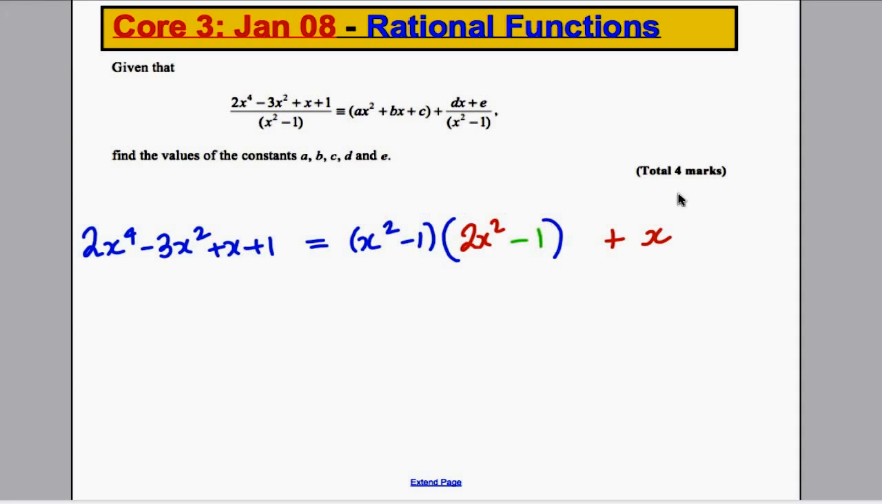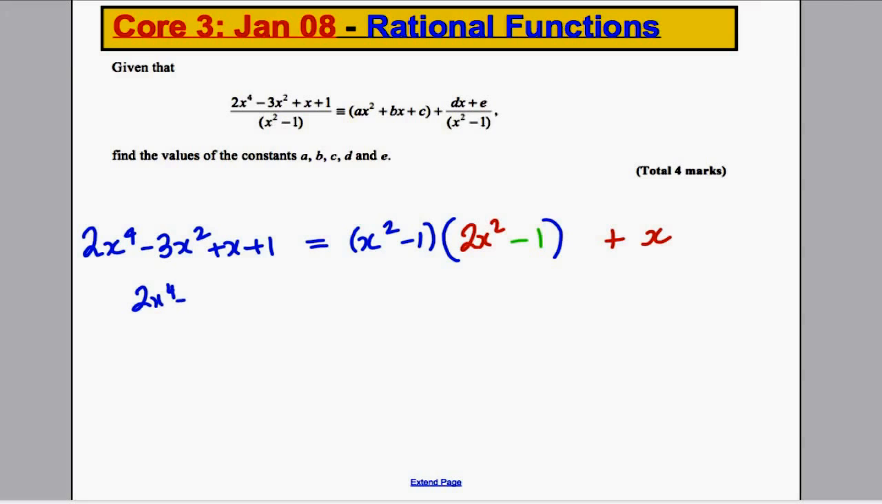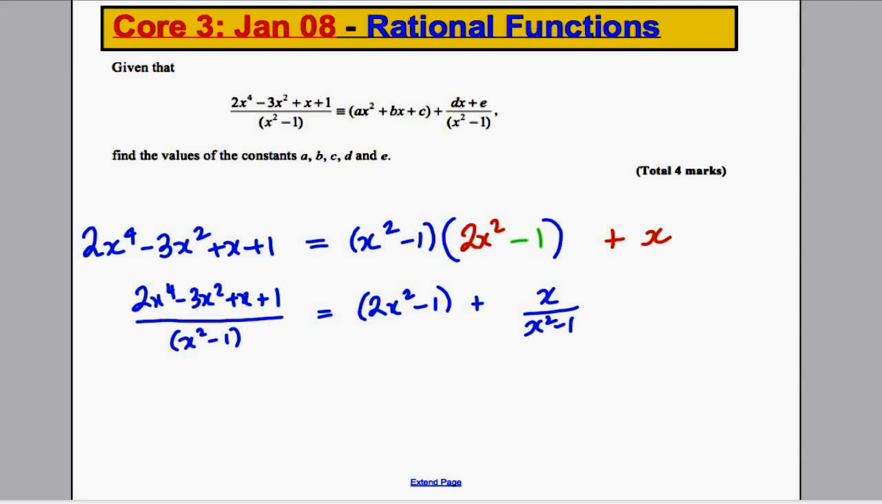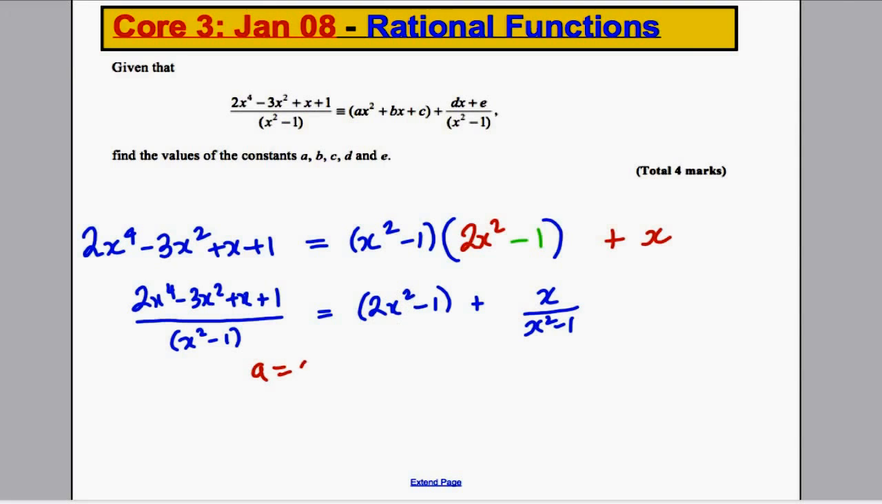Therefore, if I divide everything I see by x² − 1, I would get (2x⁴ − 3x² + x + 1) all divided by (x² − 1). That's equal to, therefore, my quotient 2x² − 1 plus my remainder x over x² − 1. Better state my A, B, C, D and E just to finish with. My A is the number in front of x², which is 2. My B is the number of x's, which is 0. And my C is the number, which is negative 1. Over here, D is clearly 1, and E is clearly 0.